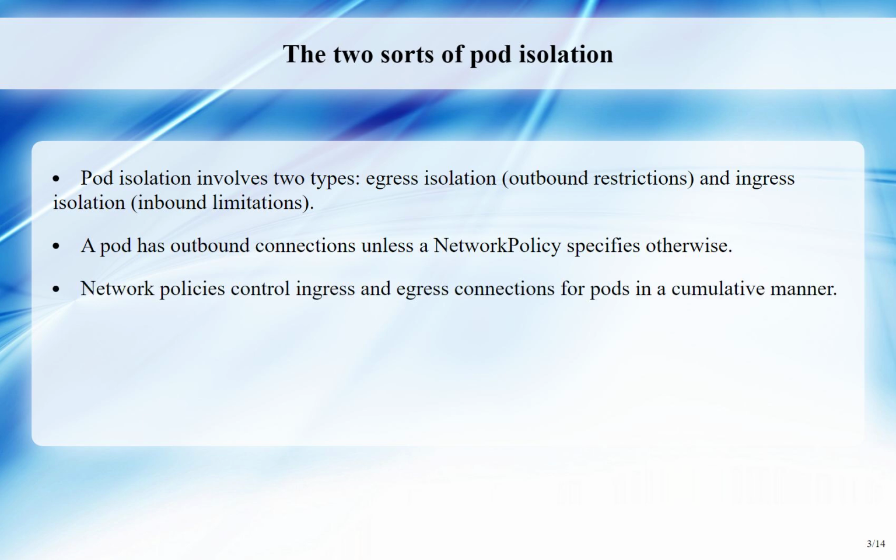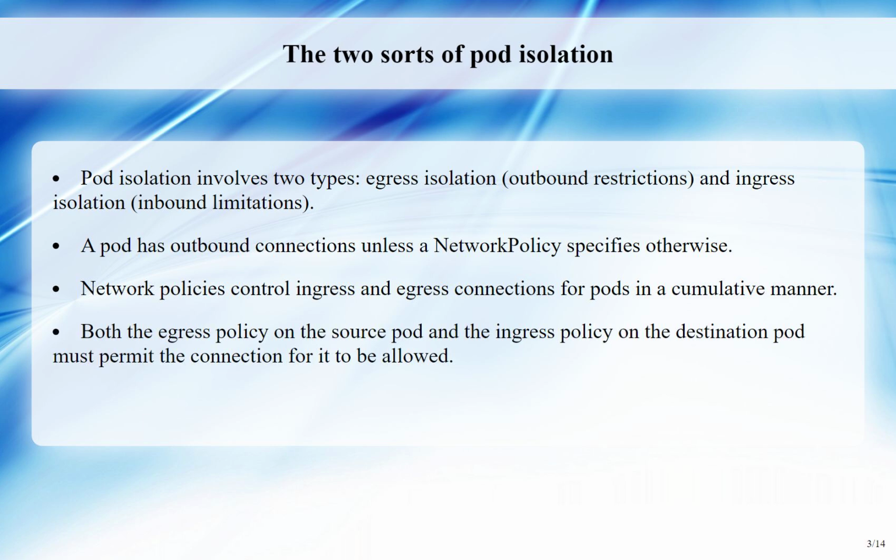This means that only connections allowed by the egress list in a network policy will be permitted. Similar rules apply to isolation for ingress, where a pod is only allowed connections from its node or those specified in the ingress list of a network policy. Network policies are additive, meaning they do not conflict, and the connections allowed for a pod are the union of all applicable policies.